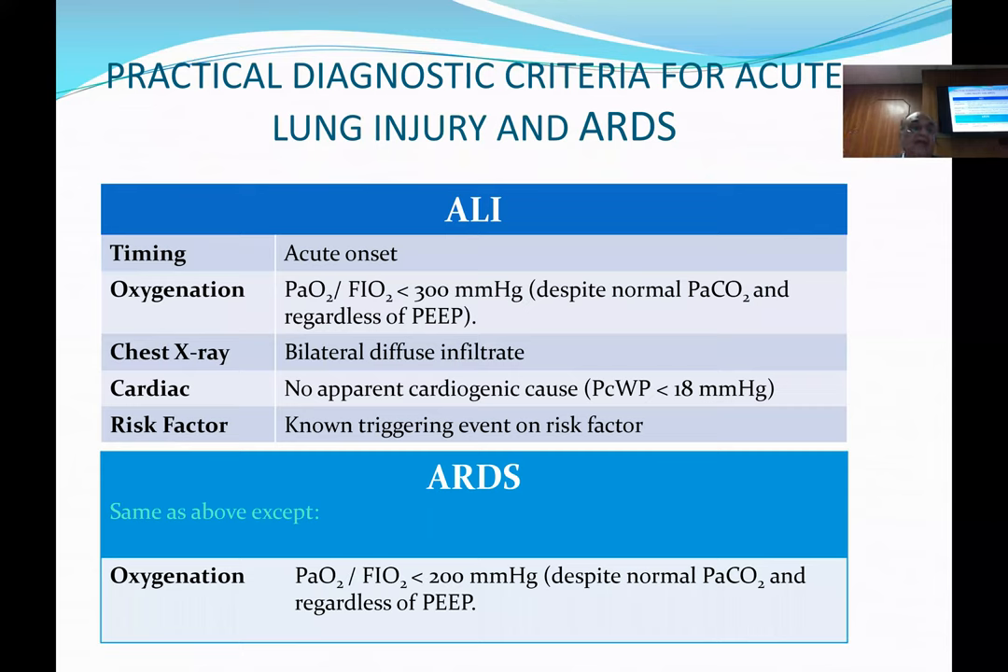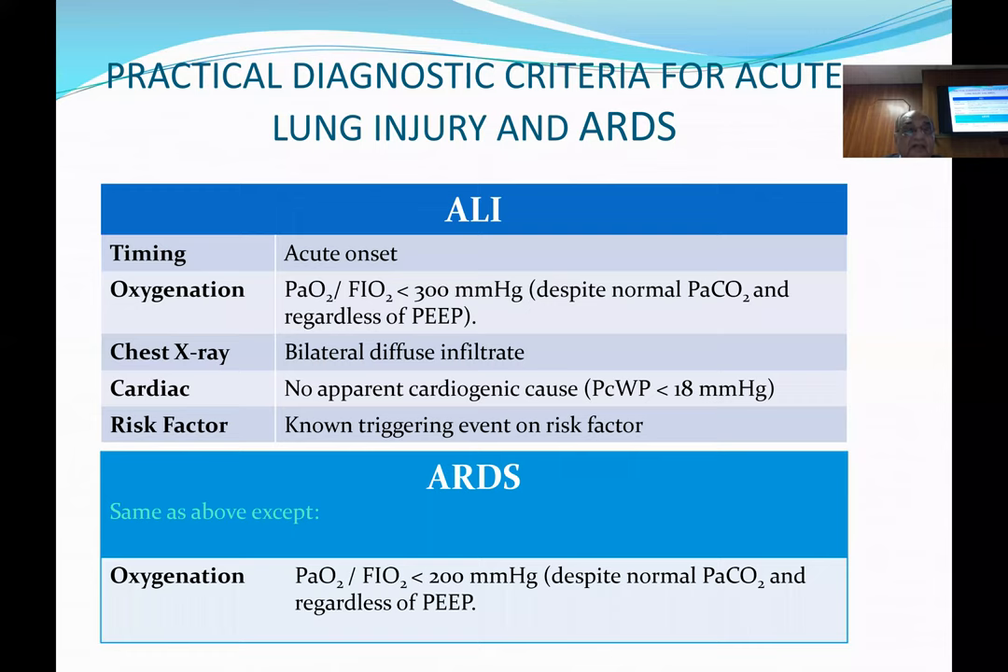Now, how do we differentiate between ALI and ARDS? Practical diagnostic criteria for acute lung injury. Timing: ALI is acute onset. Then you look at oxygenation. You take the ratio of the partial pressure of oxygen in the arterial blood to FiO2. What percentage of oxygen are you giving? FiO2 is not 20%, 30%, 40%. As with air, 21%, we write it down as 0.21. You divide the PaO2 by 0.21. That ratio should be more than 300 in a normal person. It goes up to 500. In this case, it should be less than 300 but greater than 200, then it means the patient is in ALI, acute lung injury, regardless of the PaCO2 or PEEP.